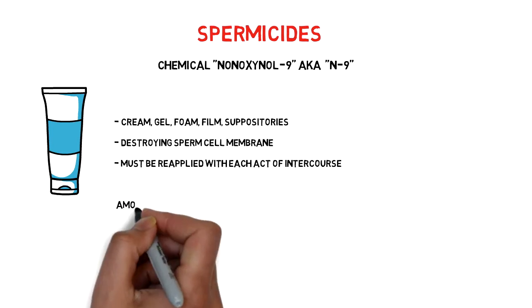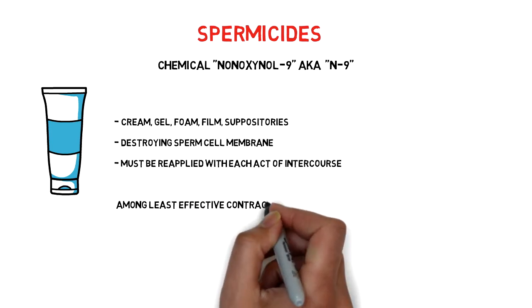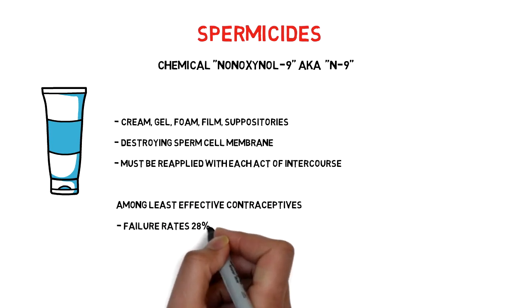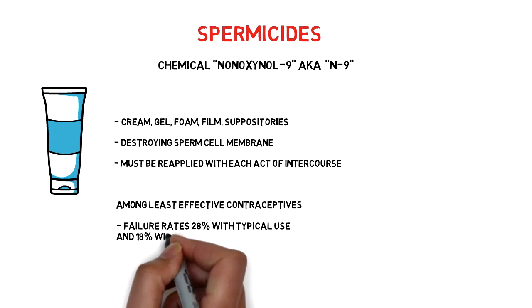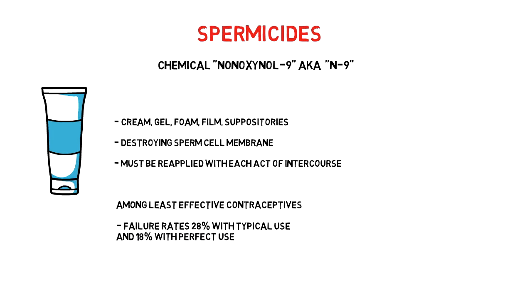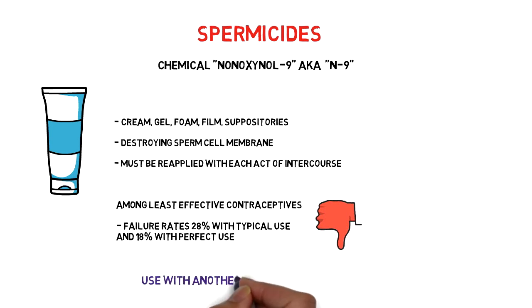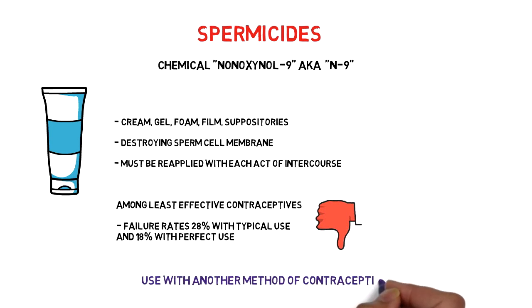Spermicides by themselves are one of the least effective methods of contraception. Failure rates are 28% with typical use and 18% with perfect use. So spermicides really should be used in combination with other contraceptive methods, such as the ones we just went over, the diaphragm, the cap, and the sponge.